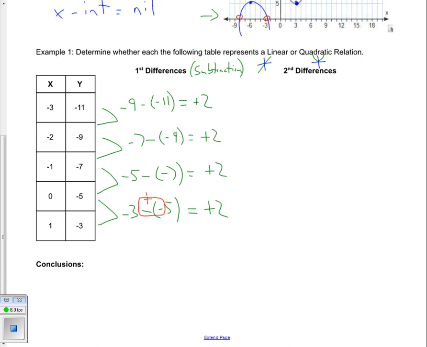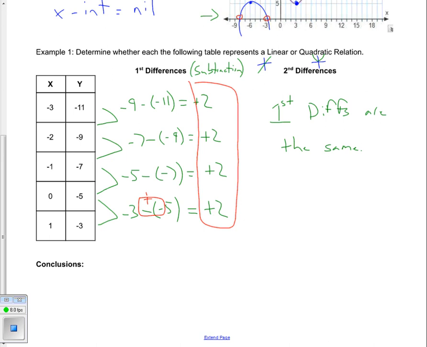Now, one thing that we'll notice right off the bat is that the first differences, and the differences here is the resulting value of subtracting consecutive y values, the first differences are all the same. So they all happen to be +2. Okay? And so because the first differences are the same, we don't even need to calculate second differences, because that tells us what type of relationship it is. So first differences are the same. Therefore, it is a linear relationship.